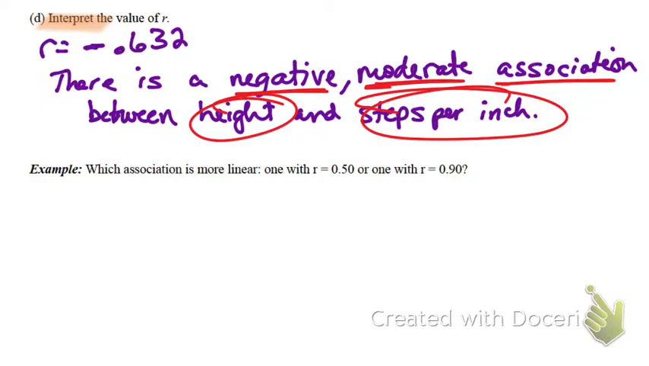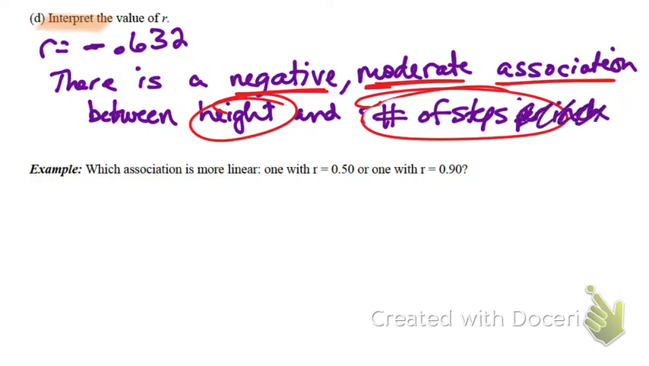Your two variables are the number of steps someone takes. Height and number of steps. It doesn't tell you the distance. All right, she changed it. It's just number of steps. Okay, perfect. All right, you guys, so that's our example.